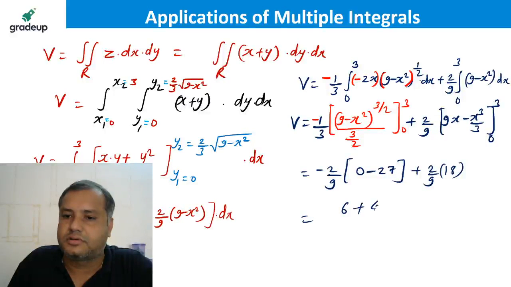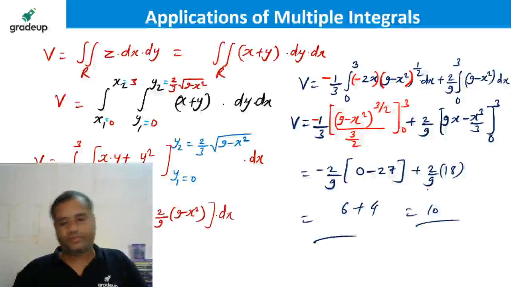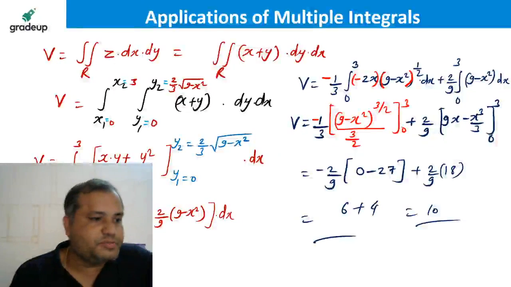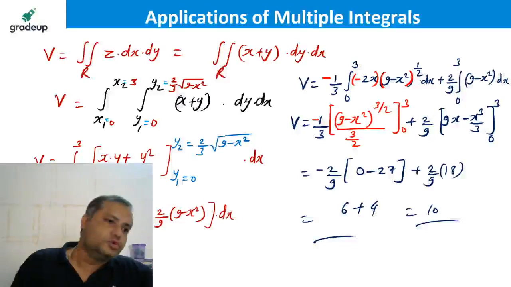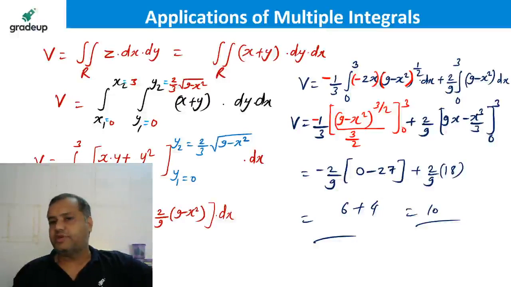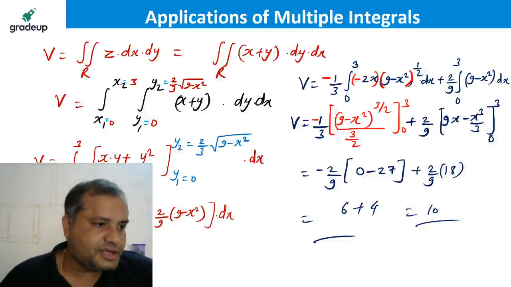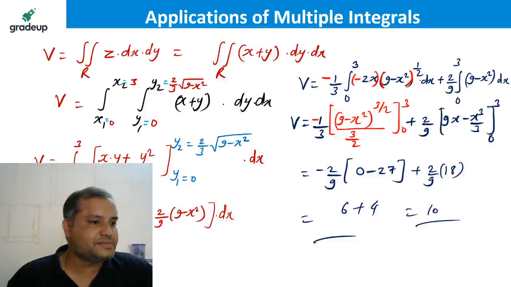10 cubic minutes. Vertical strip should be moved from left to right. Horizontal strip should be moved from bottom to top. These are the rules. So we have to follow these protocols. If not, your answer will be having some sign differences.